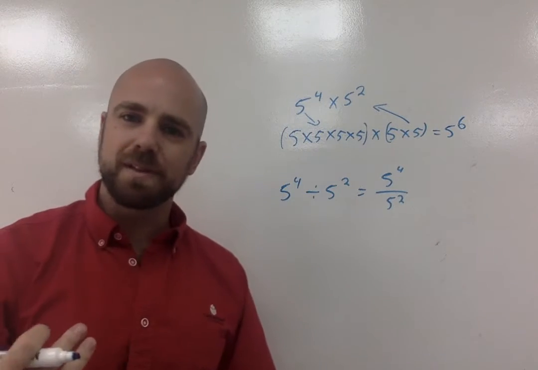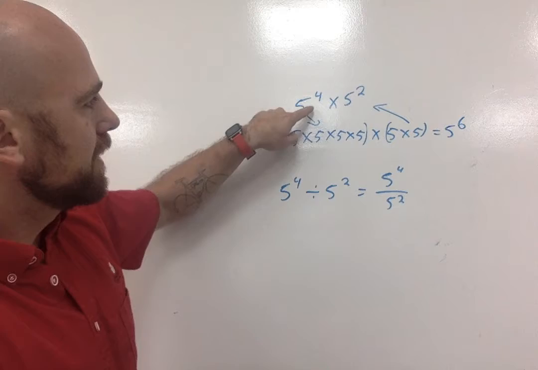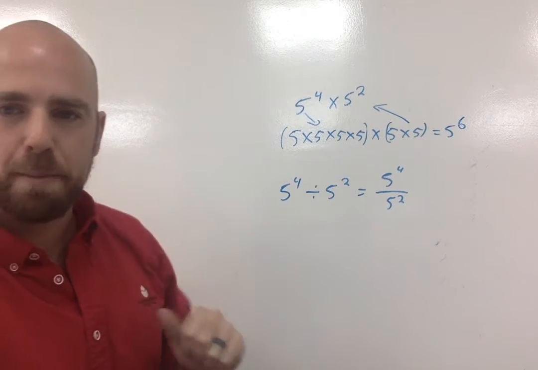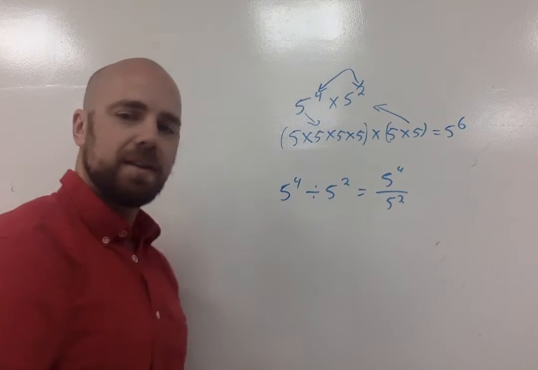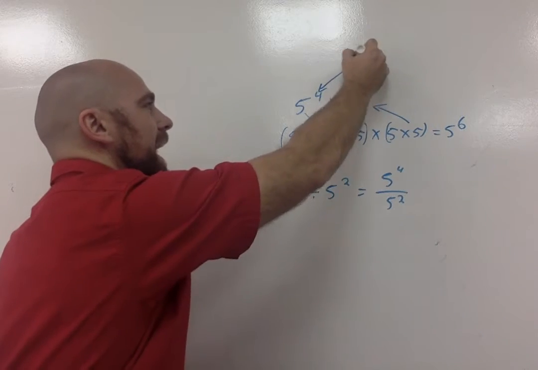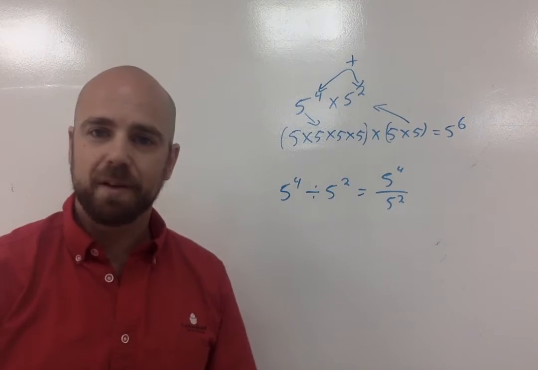Well, let's see what happens. When we multiplied two powers that had the same base, what happened to the exponents? The exponents were added. They were added, all right?